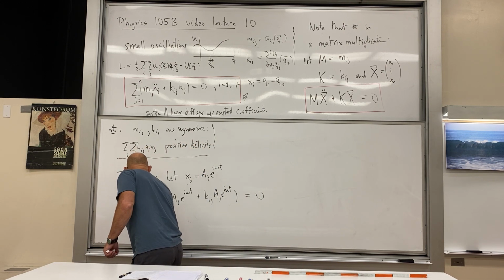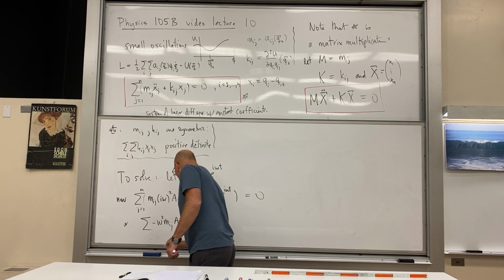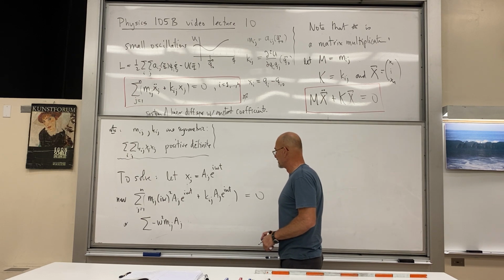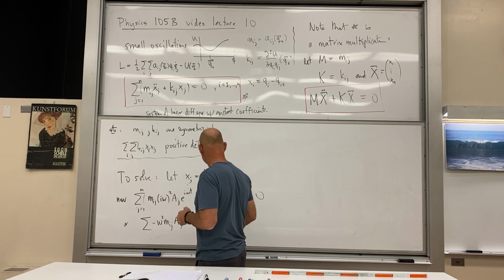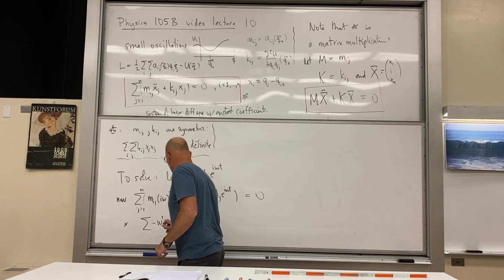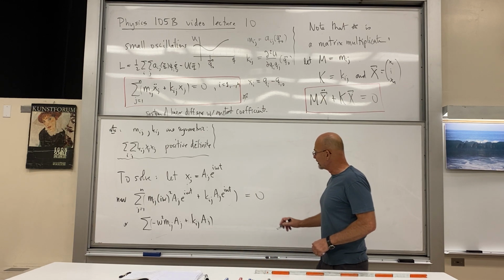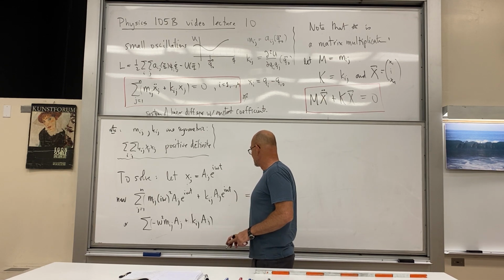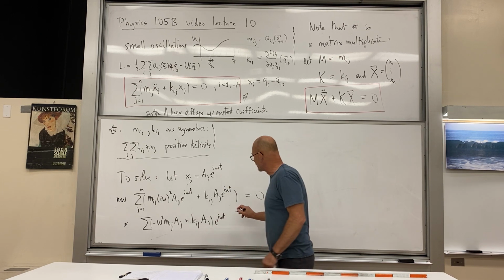For some, minus omega squared m_ij a_j plus k_ij a_j, and then we would have e to the I omega t. Yeah, I'll go ahead and do this and then we'll write it out one more time. Okay, this is never 0.